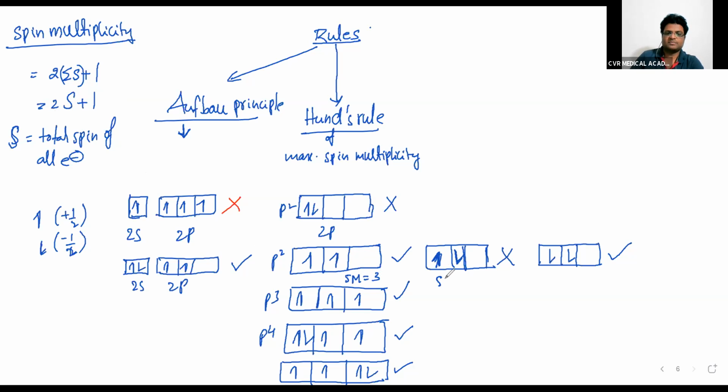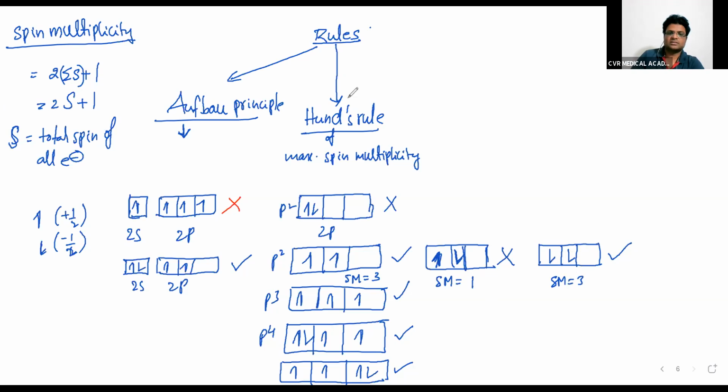If you write like this, what is the spin multiplicity? What is the total spin of these 2 electrons? 0. One has plus half, the other has minus half. Plus half and minus half is 0. If it is 0, what is the total spin multiplicity? 2 into 0 plus 1 is 1. And if you take like this, what is the total spin here? Here also 3. So this is the point here.